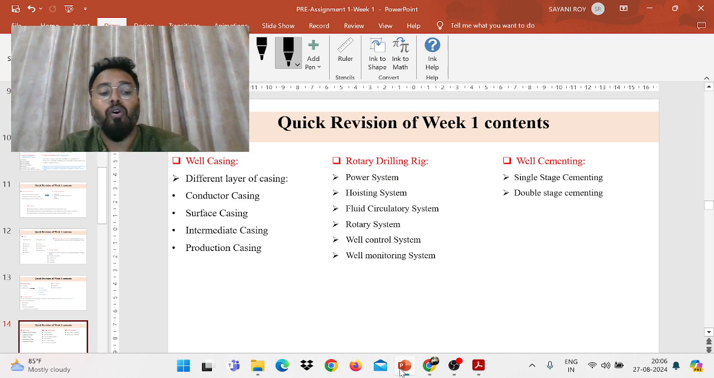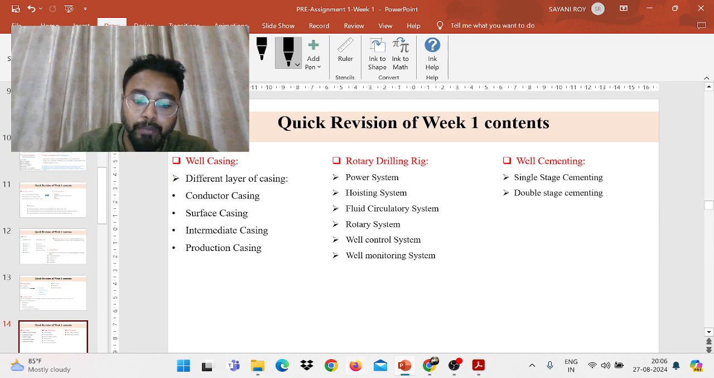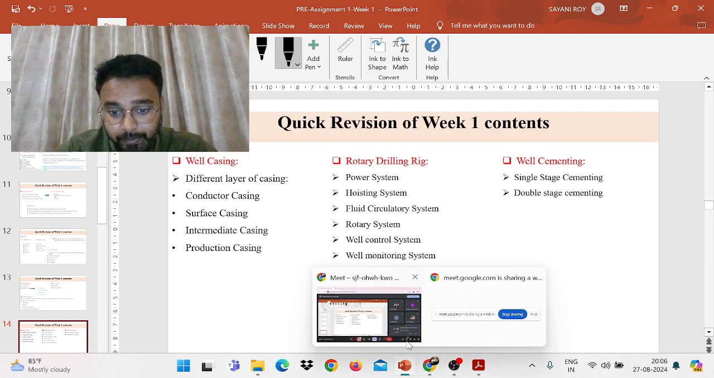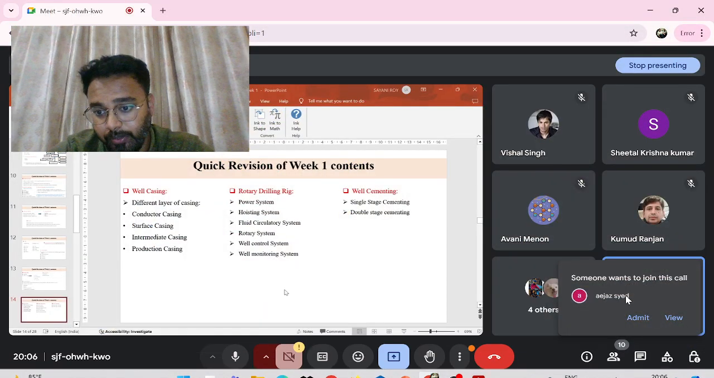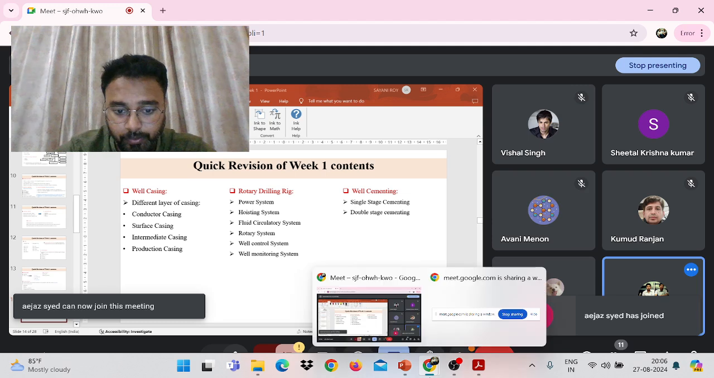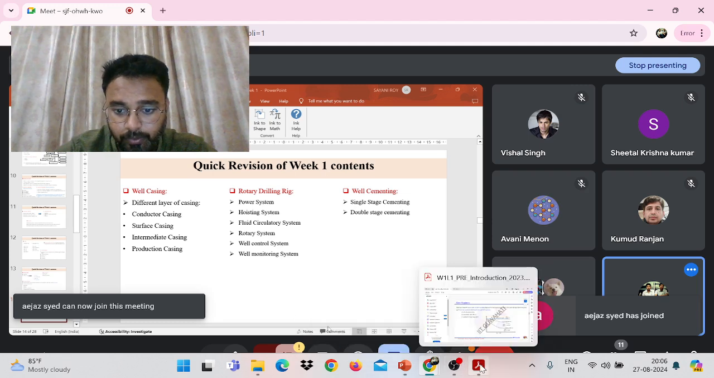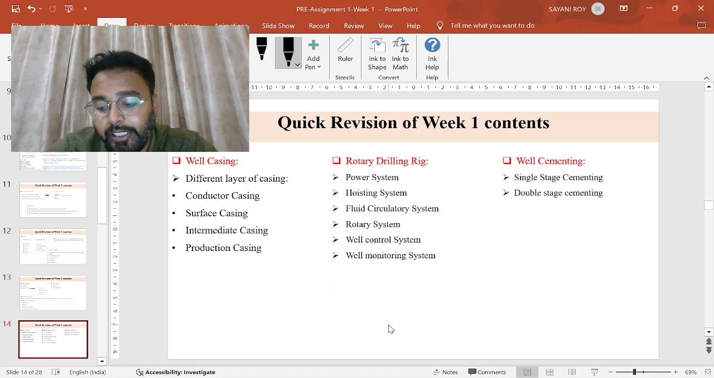It is also called the blowout preventer system. It is mainly used to control the uncontrollable fluid and gas when they are ejected from the wells. This is one of the most important systems for the safety of the operators.